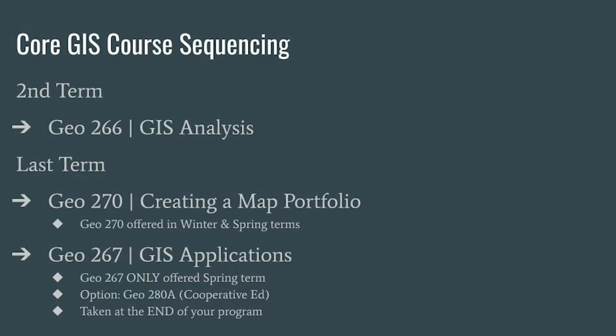GO 267, GIS Applications, should be taken the last term of your program. This is considered a capstone course, and in this class, students get paired up with community partners to work on a term-long project. These projects are set up by myself, but can also be set up by you if you work with an organization already and want to continue working with them on a project, or if there's an opportunity to work on a GIS project at your place of employment.